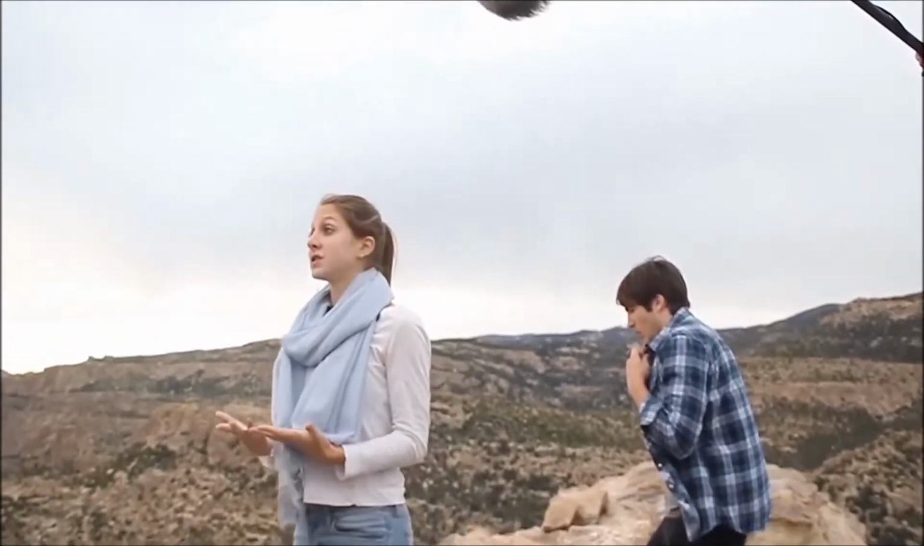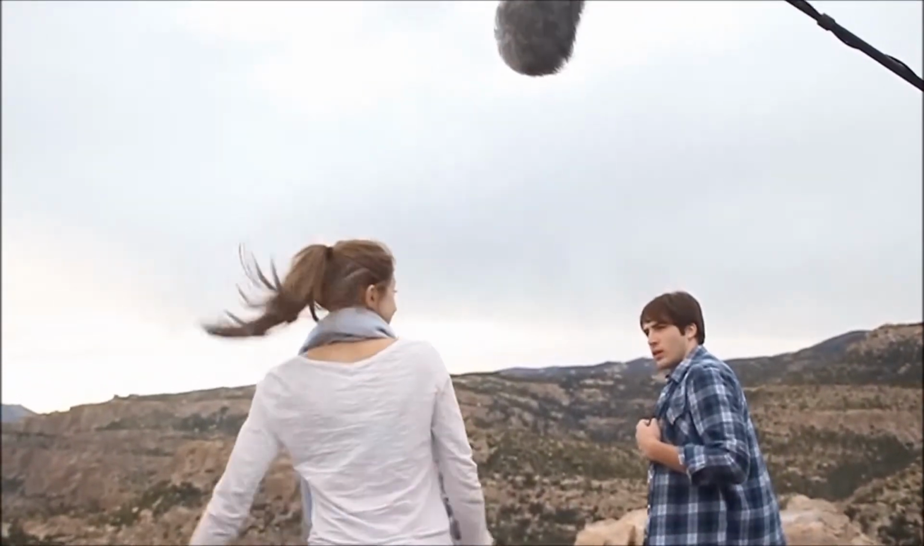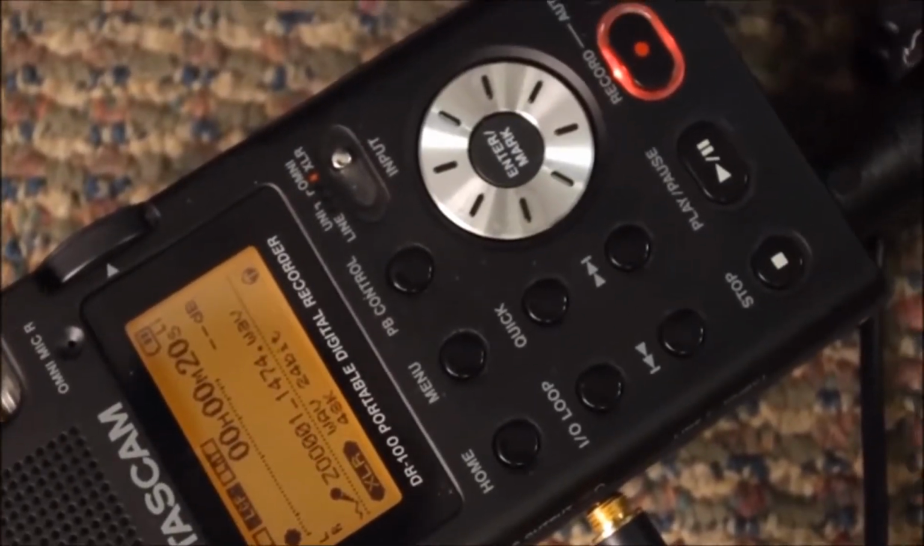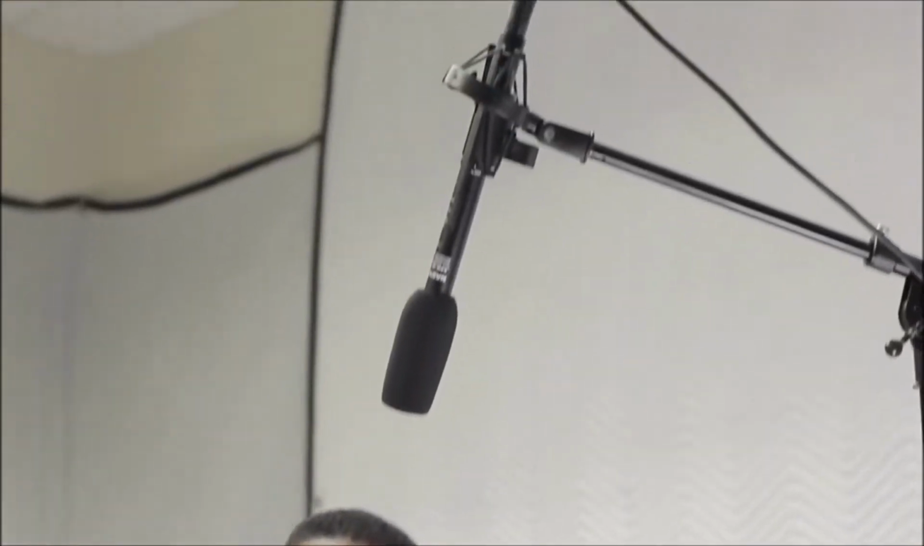You want to get your mics as close to your actors as you can. If you can get them at least 3 feet away, you're golden. This is what the audio sounds like when the microphone is plugged into a sound recorder. This is like the best possible scenario. You're going to get really clean sound. You're not going to have a whole lot of floor noise. And it's going to be sharp because, well, we've got the microphone really close to our actor.